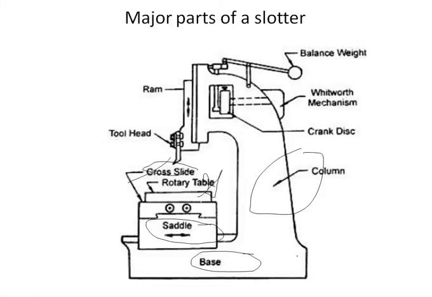Next comes the ram. The ram is the reciprocating member of the machine, mounted on the guideways of the column. It is connected to the reciprocating mechanism contained within the column.